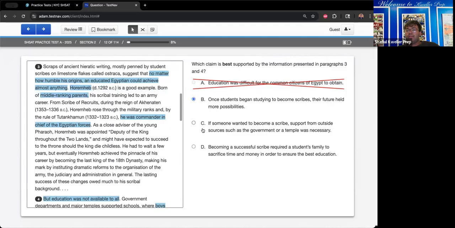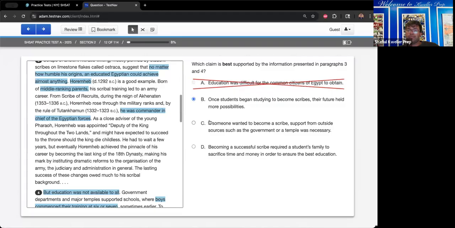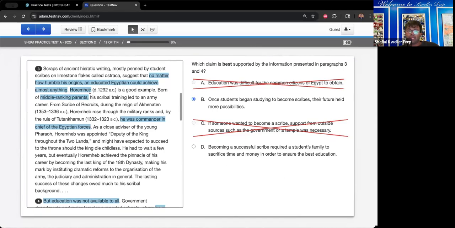C, support from the outside sources such as government or temple were necessary. It doesn't really talk about how he was supported by government or temple, or else I would have chosen this one. And then D says becoming a successful scribe requires a student's family to sacrifice time and money. There's no details that they sacrificed time and money. It only said that his parents were middle ranking. We can't just assume that because they were middle ranking, they spent so much time and money on his education. So the answer should just be B here.